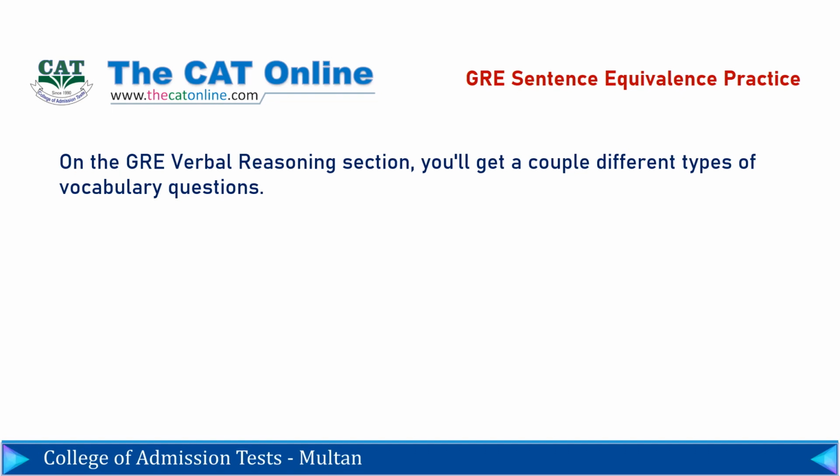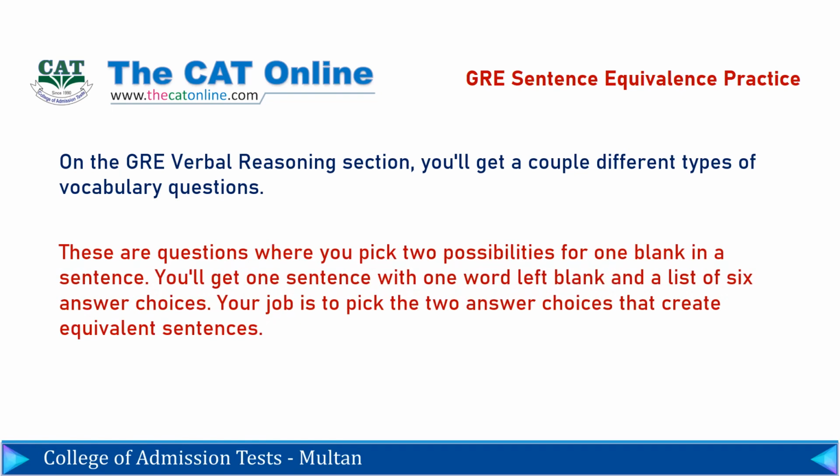In this lesson, you'll be practicing with sentence equivalence questions. These are questions where you pick two possibilities for one blank in a sentence. You'll get one sentence with one word left blank and a list of 6 answer choices. Your job is to pick the 2 answer choices that create equivalent sentences.